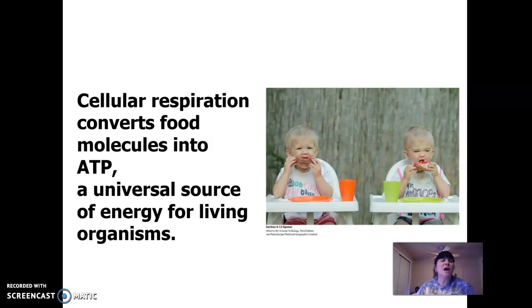Even if you say, Miss Collins, I'm a strict carnivore, I don't eat plants, guess what? The cows you eat ate plants, okay? So it is part of our cycle. We need plants, they're really important. So respiration is the process of breaking down those sugars from the plants to make ATP to do work.